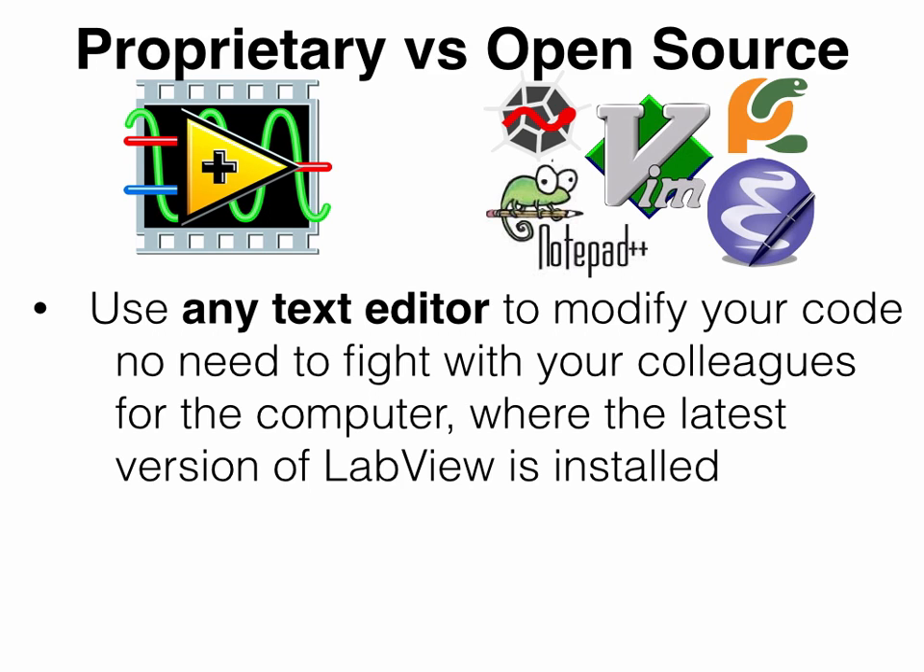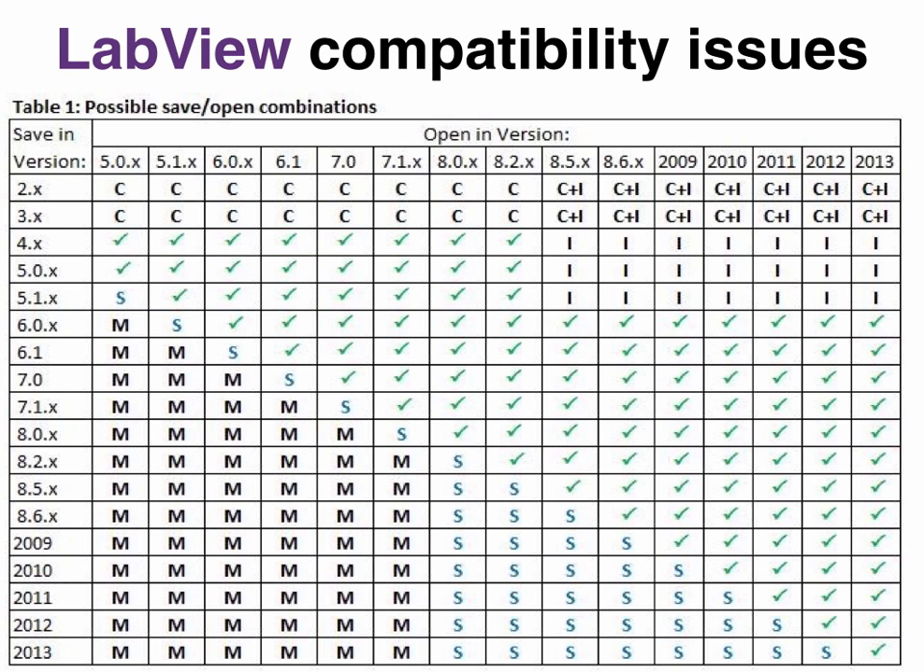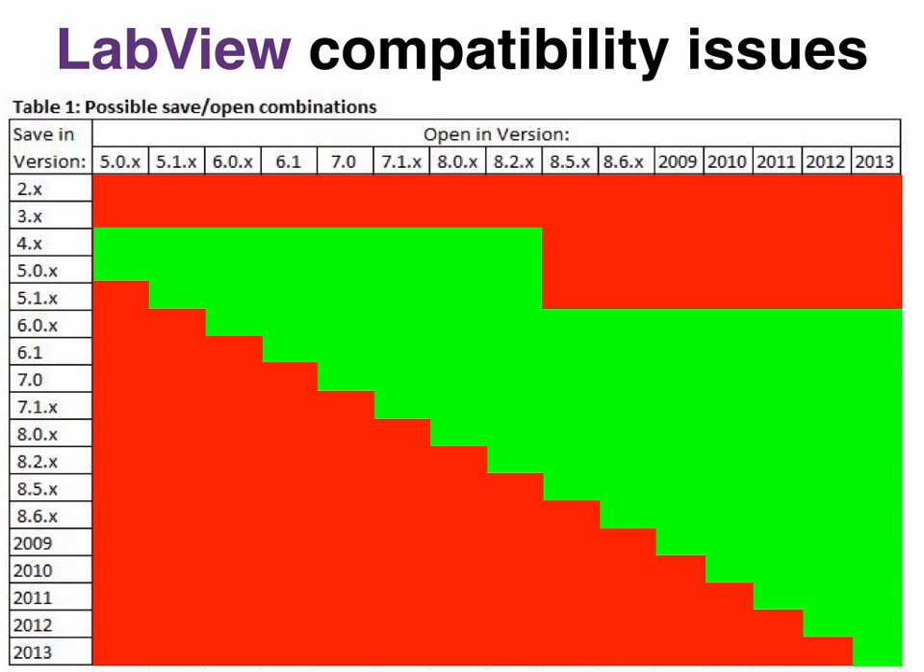Speaking of license, I want to underline the fact that LabView backward compatibility is not the best. This is a table of all possible combinations of save in one version, open in the other version. Green means that you would not need to buy a newer version of LabView if you'd like to continue working on a project, while red means that you might have to. As you can see, using LabView might cost you more than you expect, while our package will always be free.